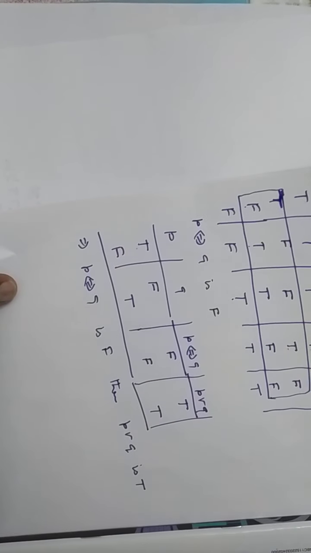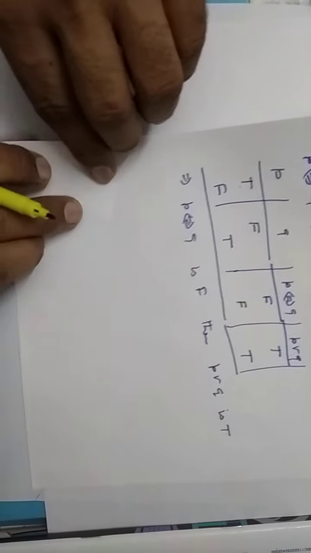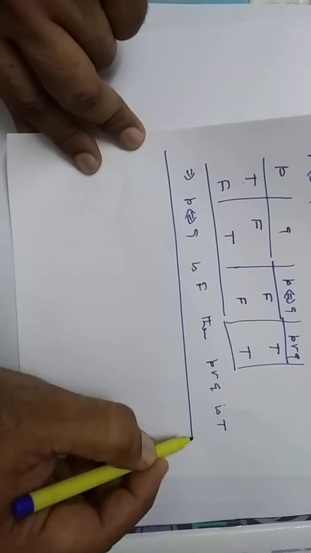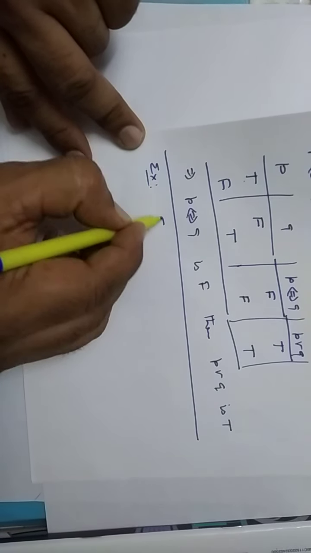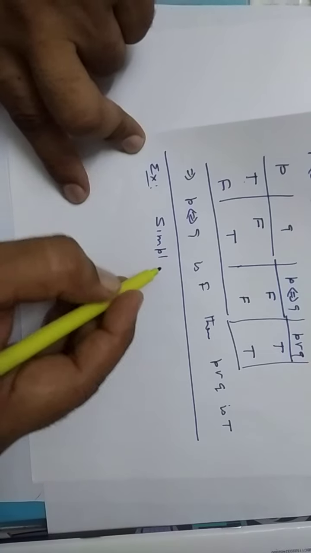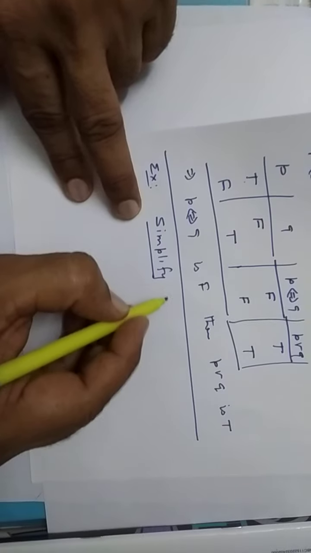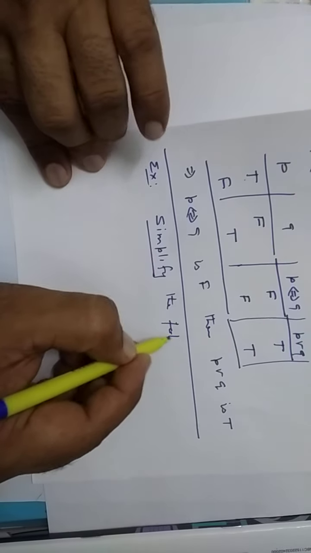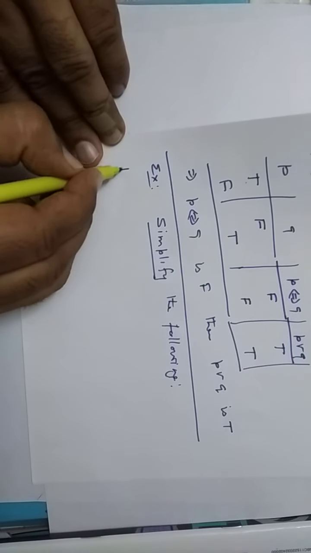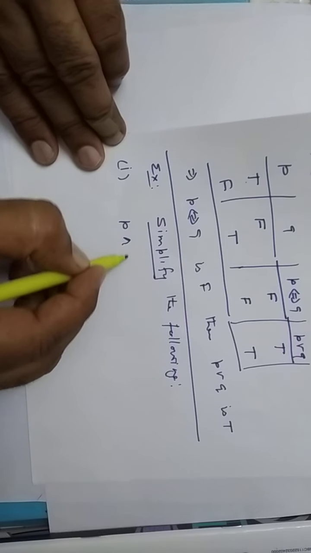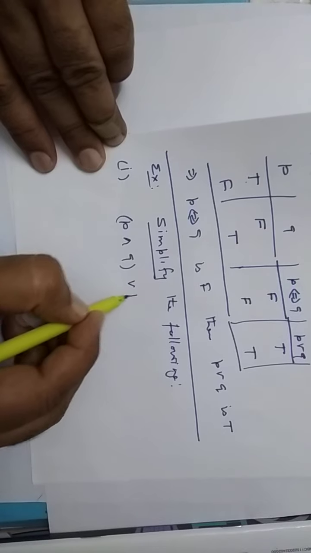Next example. Now we will try to simplify some statements. Simplify the following. Number 1. First, P and Q join P.